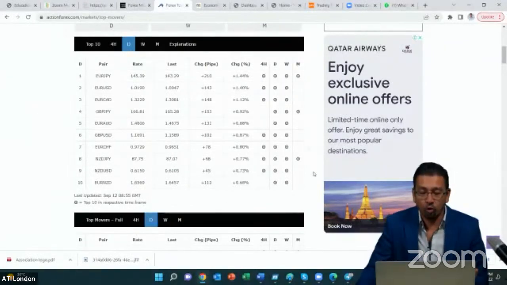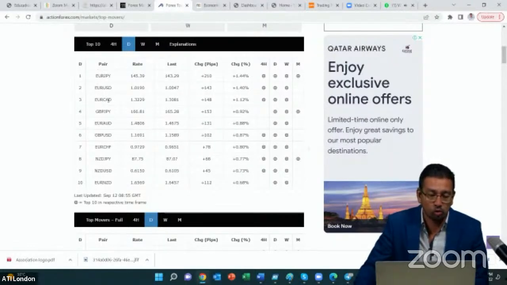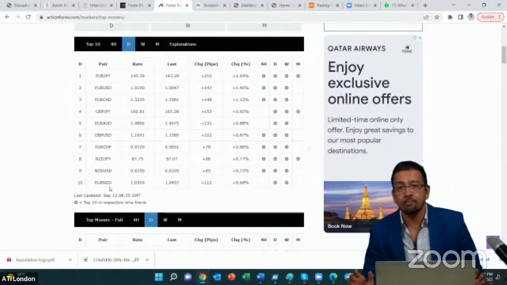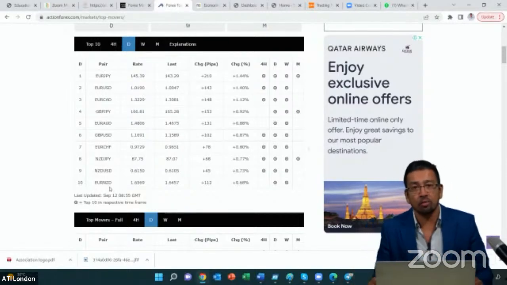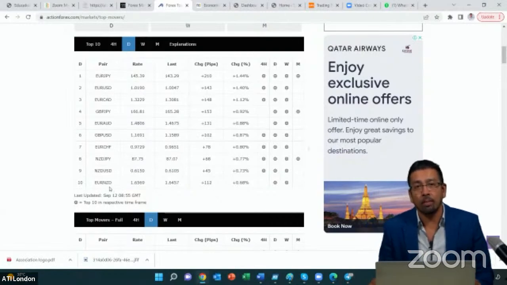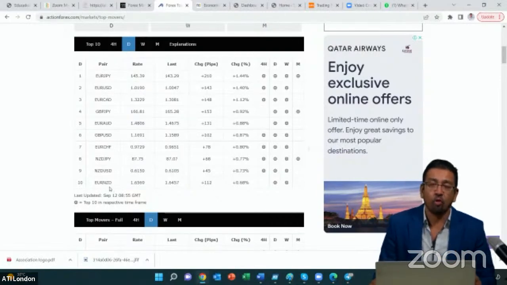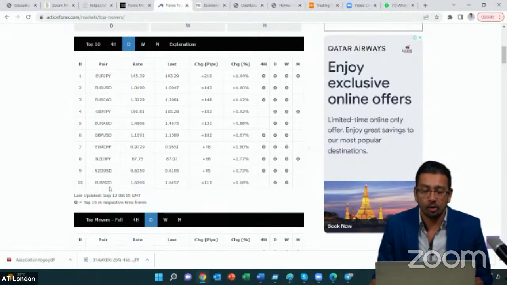So you can see the 4 dots for NZD JPY and also Euro JPY, but you could actually see that we have got 1, 2, 3, 4, 5, 6 out of 10. I would say 60% of the movement at this moment of time amongst currency pairs are revolving around euro crosses at this moment of time as well.